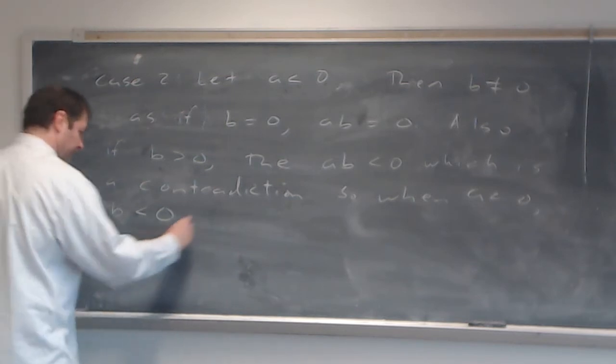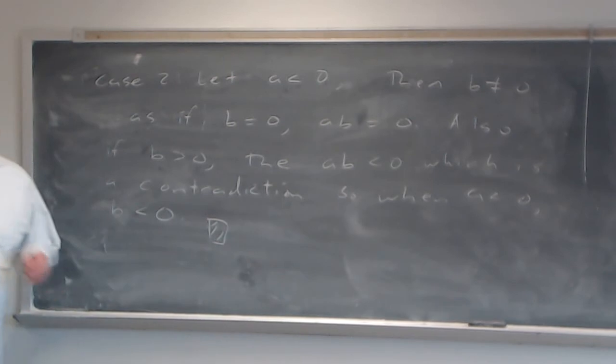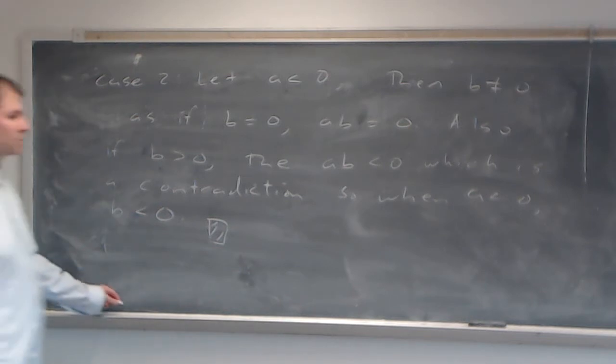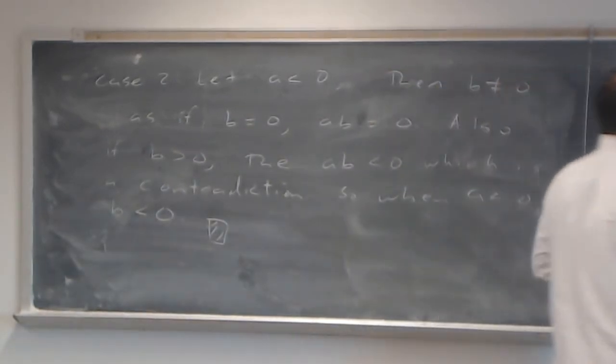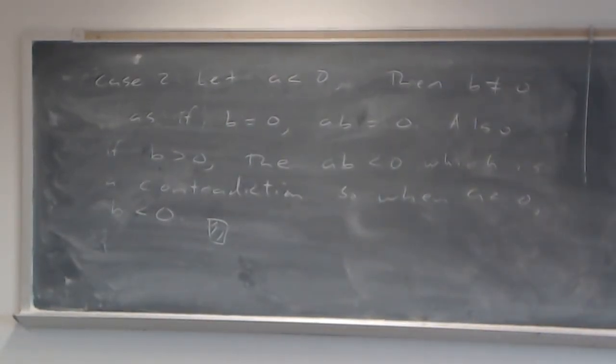Thus, we've proven the statement. If a is positive, b had to be positive. If a were negative, then b had to be negative. I'd like to write up a corollary, a kind of analogous statement to the one that we just did.